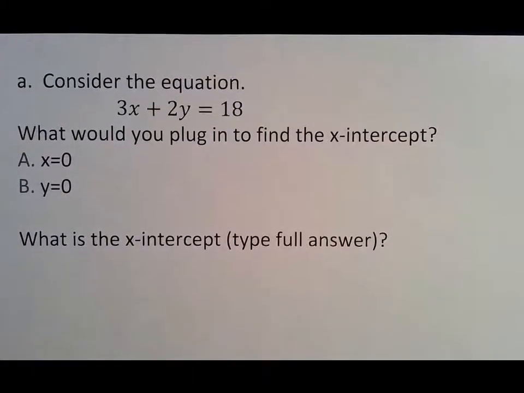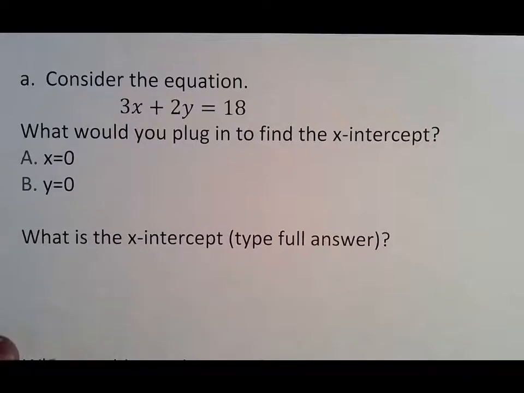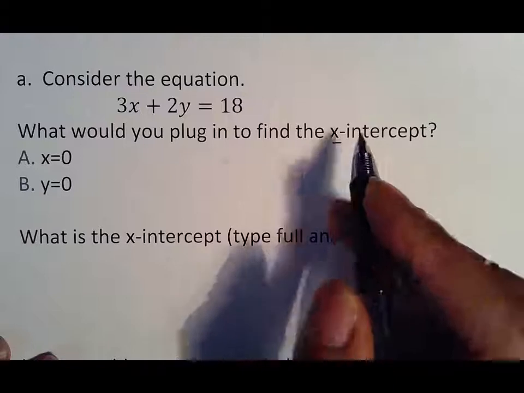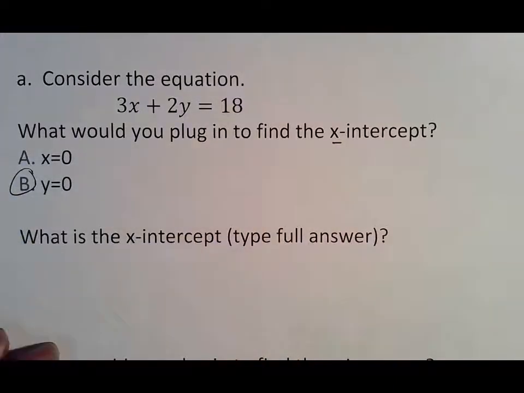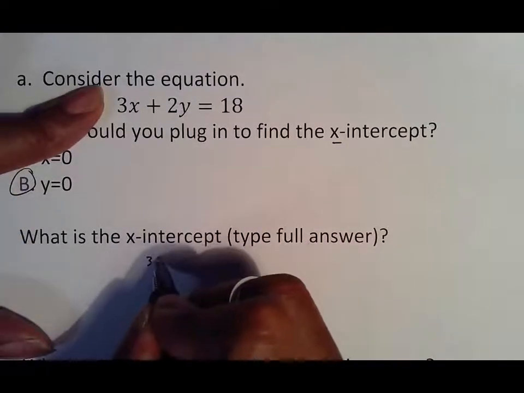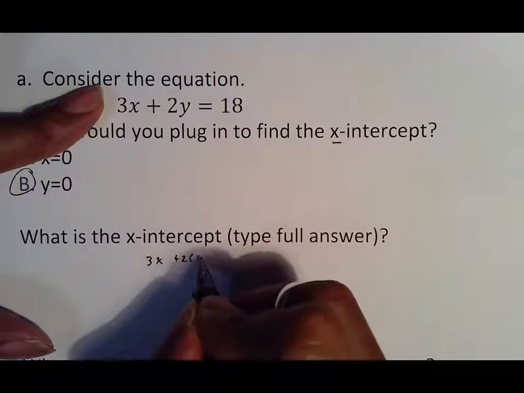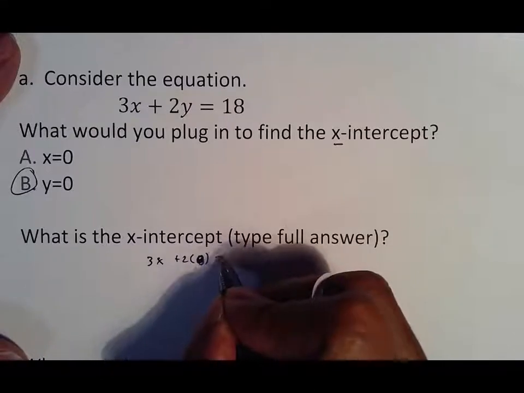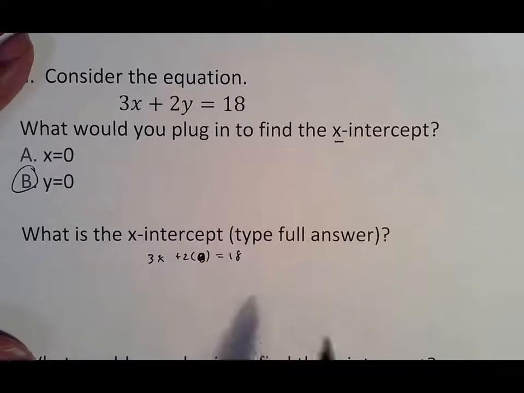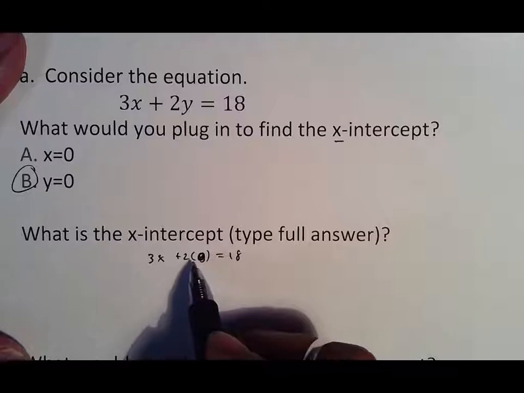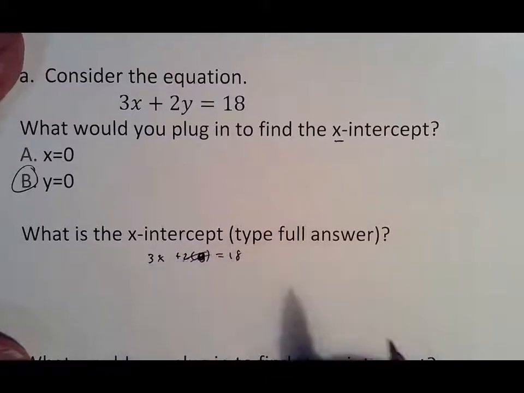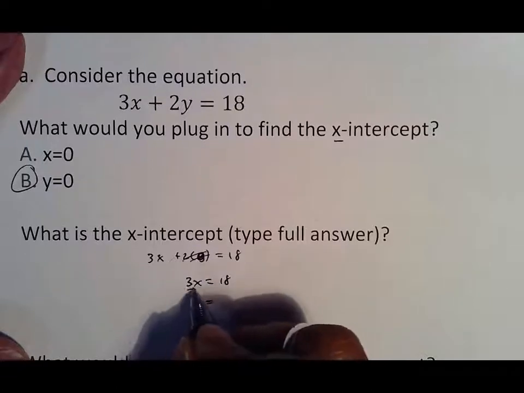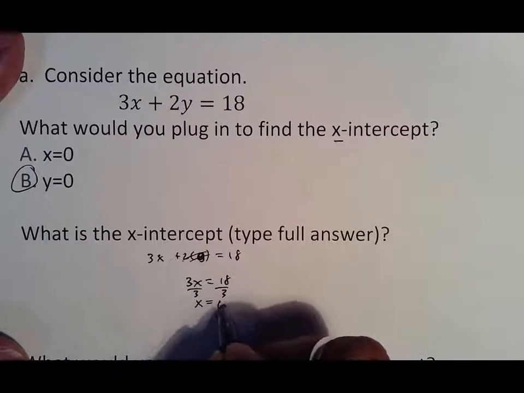So it's going to say, consider the equation. What value would you plug in to find the x-intercept? Remember, x-intercept means x means everything, so y means nothing. That means we would do y equals 0. So what we will do is 3x plus 2 times 0, because remember, we're going to put 0 in for y, equals 18. 2 times 0, because anything times 0 is 0, just kind of goes away, so I'll cross it out and bring down 3x equals 18. Therefore, dividing by 3, getting x equals 6.